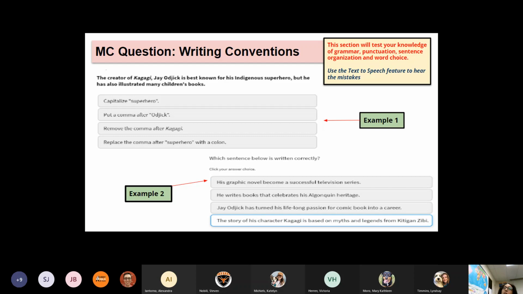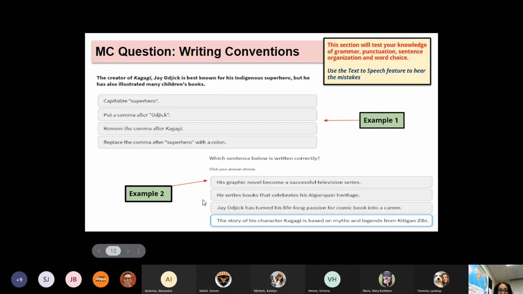I did mention that some of the multiple choice questions are related to grammar. And here are some examples. So in example 1, there is a sentence and there is an error. So which of the 4 options, in terms of capitalizing something, putting a comma, removing a comma, or moving the comma, which one of these strategies would make this sentence perfect? And so you as a student need to identify that.